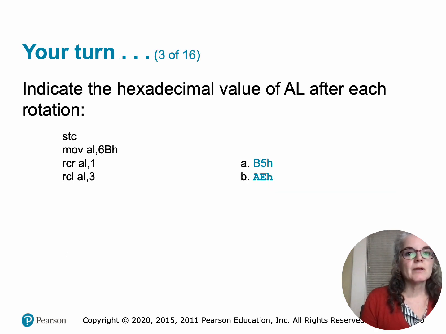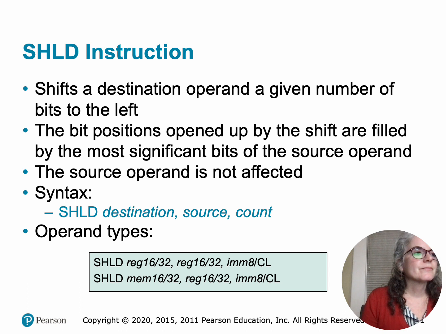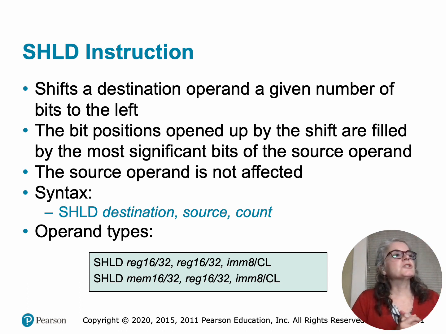Here's an example that I want you to try out also. So pause the video, try it out. Here's the answer, again using 6B, not 6-8. Okay, this is a shift left destination. So this instruction has 3 operands right here at the bottom.